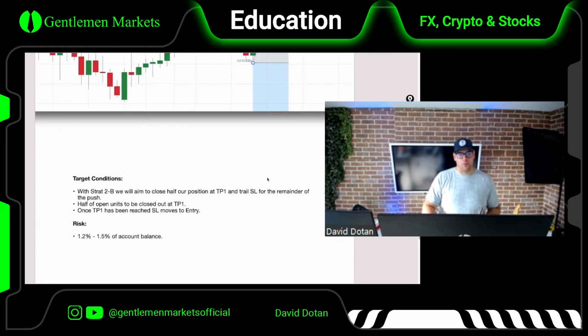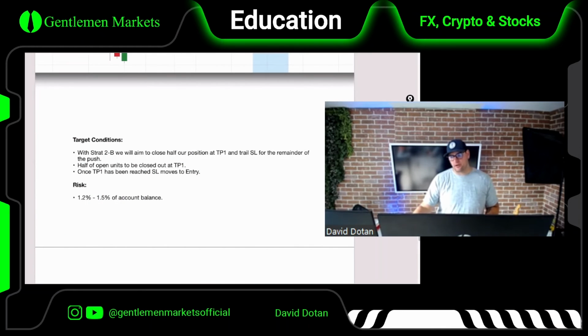Okay, and why are we increasing our risk? Why is it now 1.2 to 1.5 instead of 1 to 1.2? Because we're entering in the direction of the fundamental bias. There's a slight bias to the upside, so we have slight fundamental support. Thus, if we do find an entry on Strat 2B, it is a little bit more high probability, so we can risk a little bit more and get a little bit more value per pip.